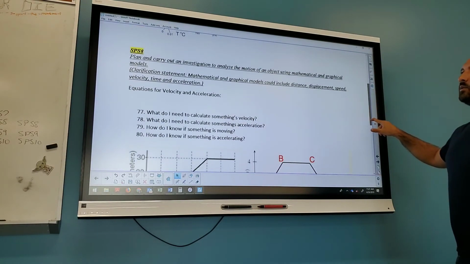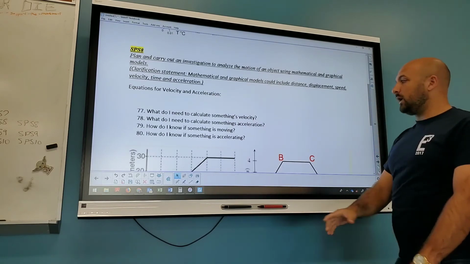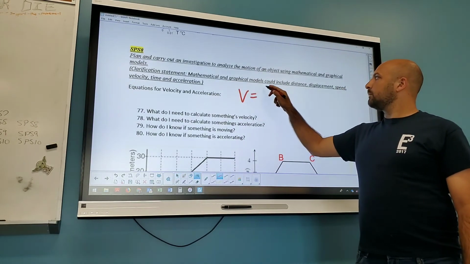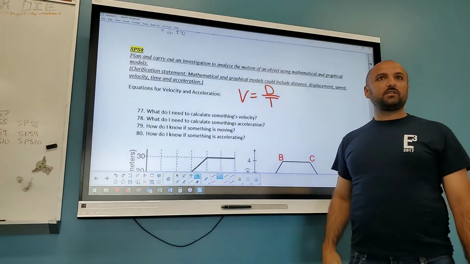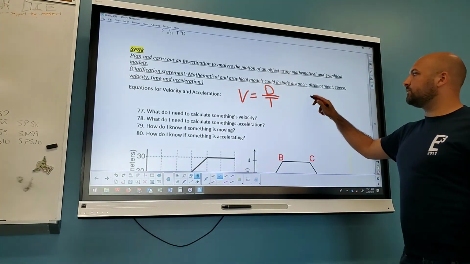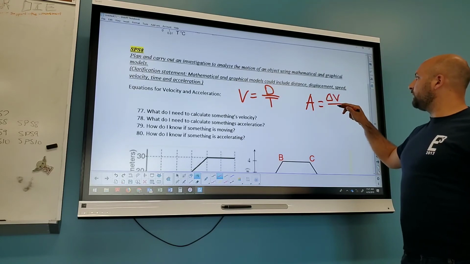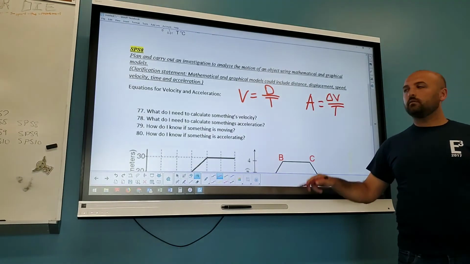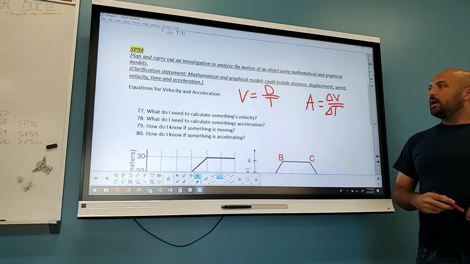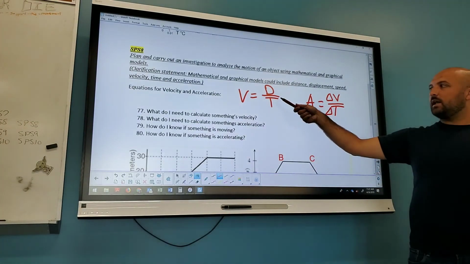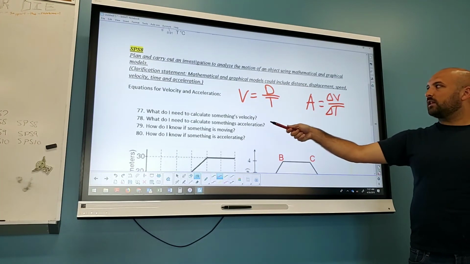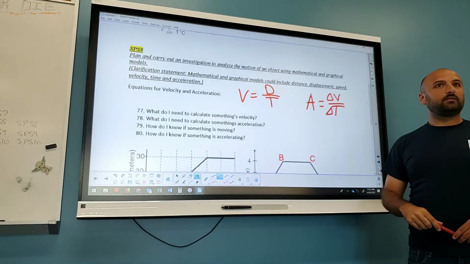Okay? All right. Now, I don't know if we have too much time to go through the rest of these, but I'll answer what I can as quickly as I can. The equation for velocity is distance divided by time. The equation for acceleration, delta V over delta T, right? Okay. How do I calculate velocity? I need distance divided by time. For acceleration, I need change in velocity divided by time.